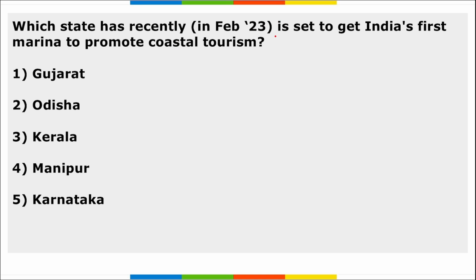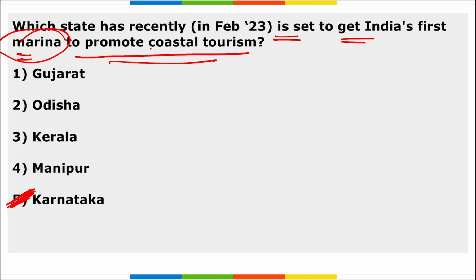Next, which state has recently been set to get India's first marina to promote coastal tourism? And we have also done this. It is Karnataka that will be getting India's first marina to promote coastal tourism. All right, highly important. So these are some important current affairs for the 4th week of February.